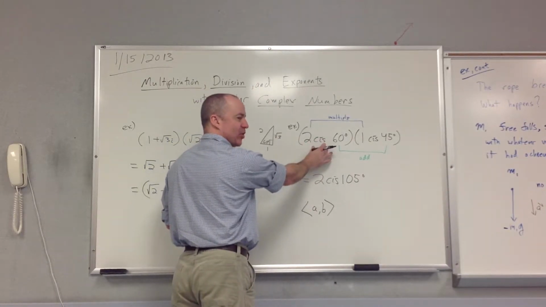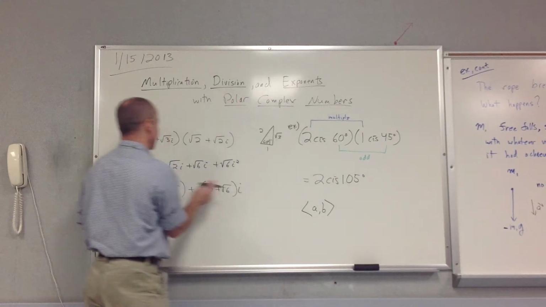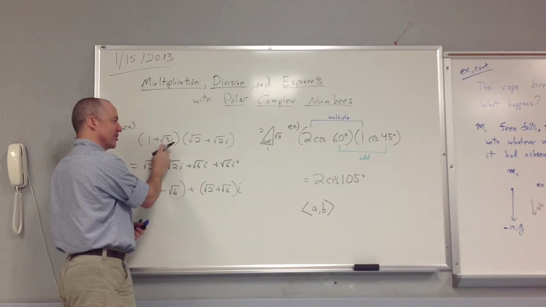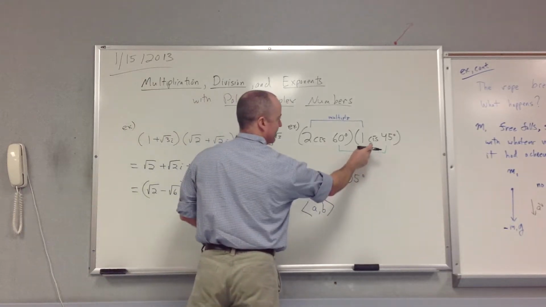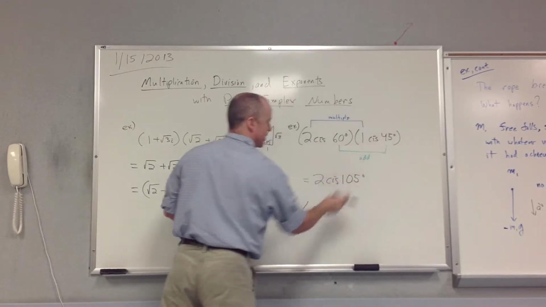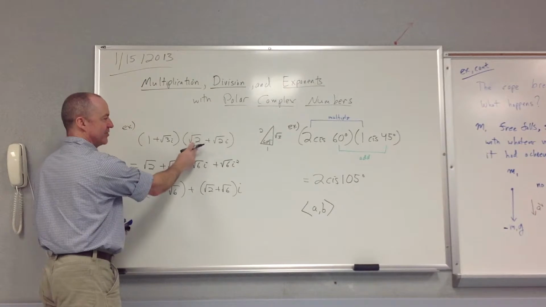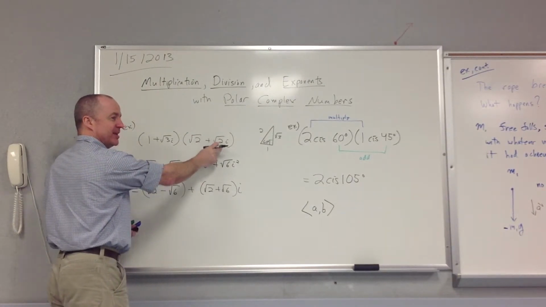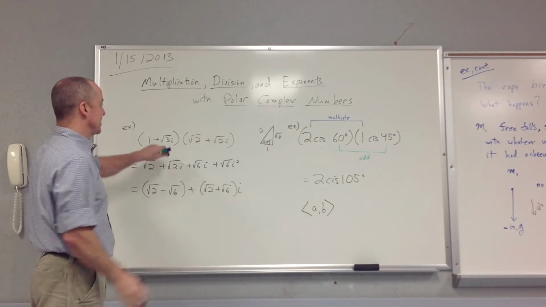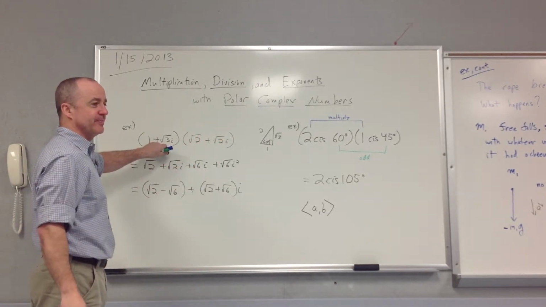What is the component form of 2 cis 60? It has a horizontal component of 1 and a vertical component of root 3. What is the component form of 1 cis 45? It has a horizontal component of root 2 over 2 and a vertical component of root 2 over 2. So in order to add those polar numbers, you'd have to change them back to this anyway.